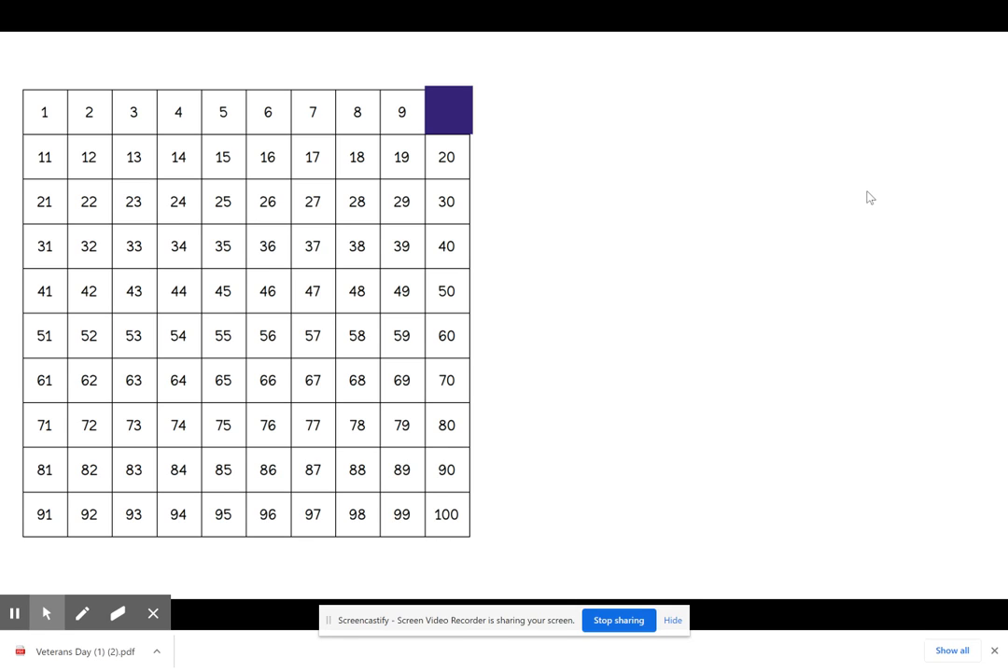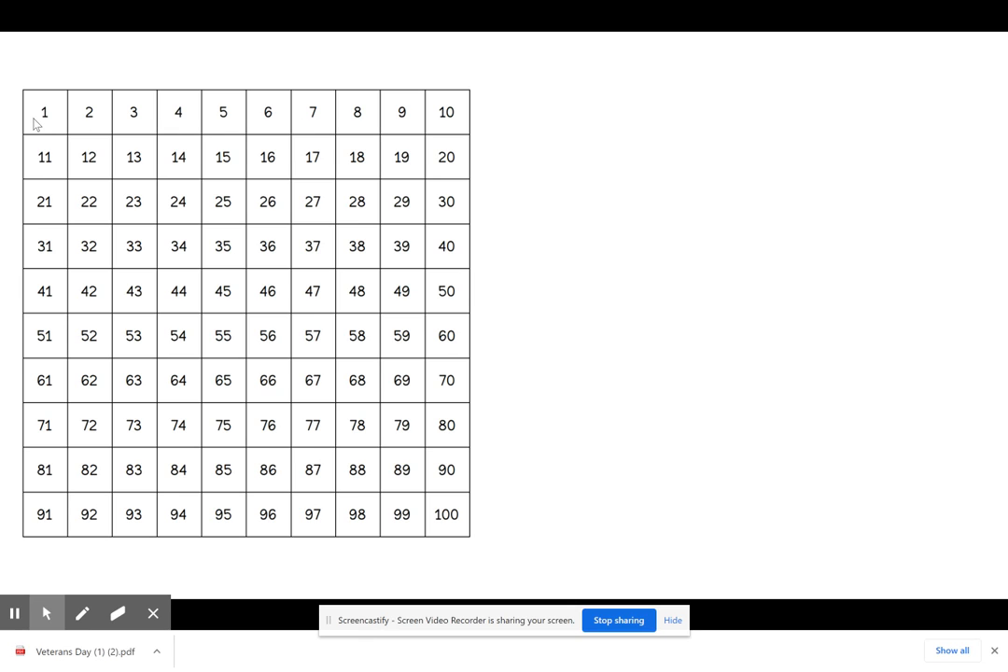So here's my first slide, and I want you to figure out which number I have covered up with the purple square. There are many different ways that you might do this. Think about what the number is, say it to yourself, and then I will reveal that it was the number 10.